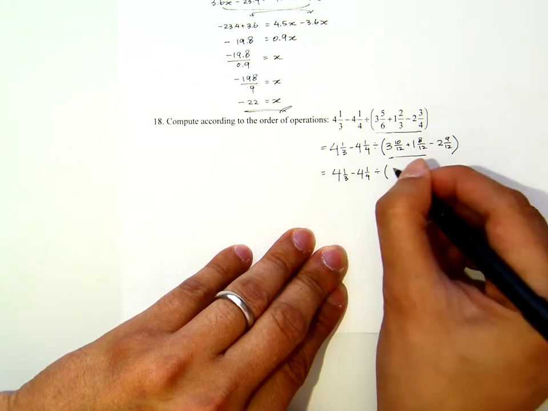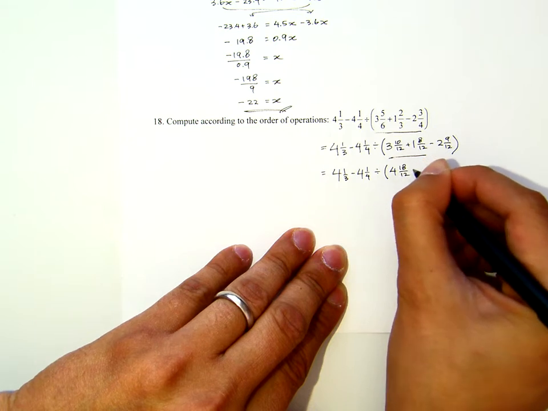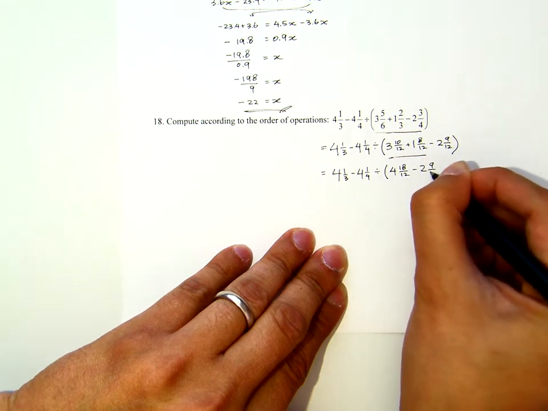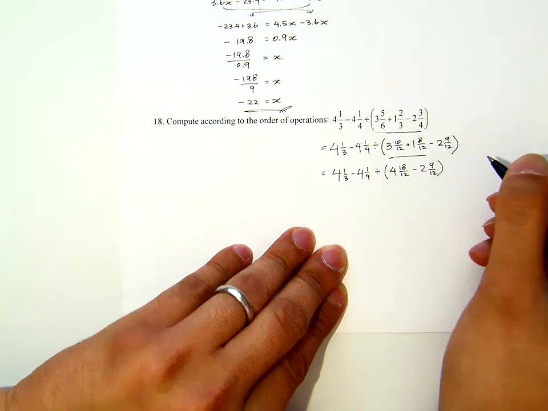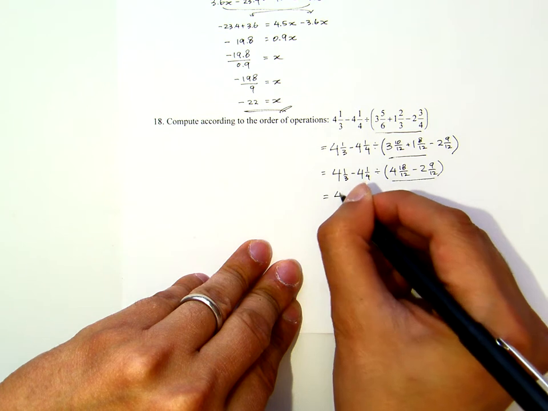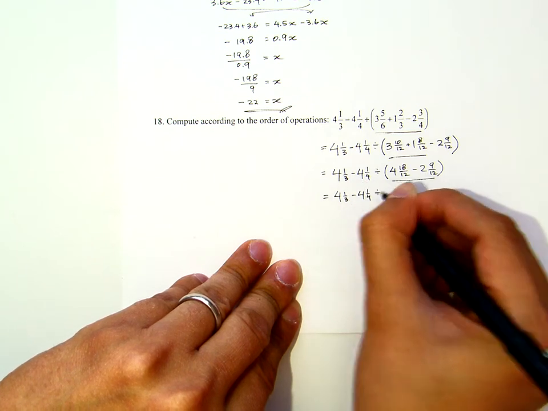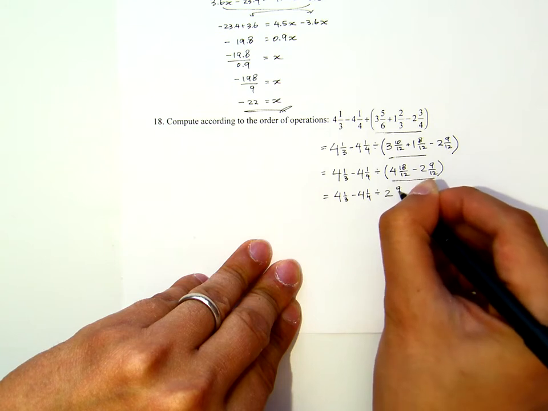To add those two, I have 4 18 over 12 minus 2 9 over 12, and then I subtract. That will be 2 9 over 12.